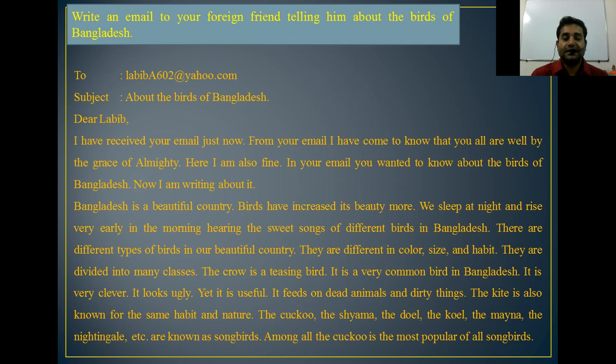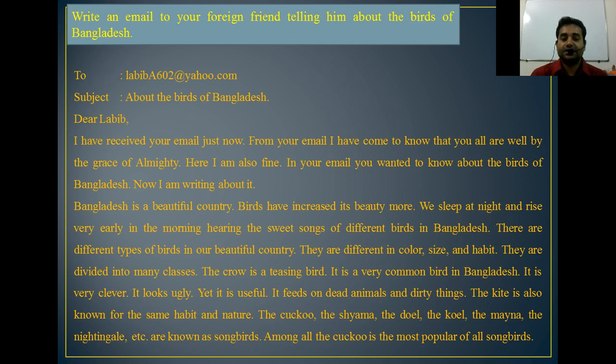The crow is a teaching bird. It is a very common bird in Bangladesh. It is very clever. It looks ugly, yet it is useful. It feeds on dead animals and dirty things. So you may find that a crow always eats the dirty things. This is actually very helpful for our society because they keep the area clean like this. The kite is also known for the same habit and nature.